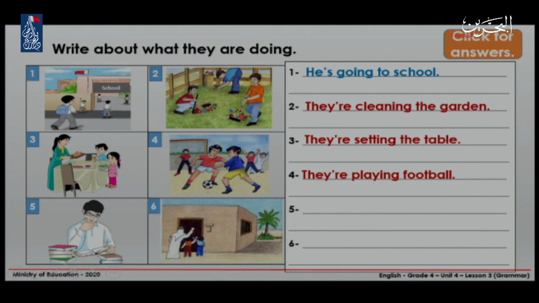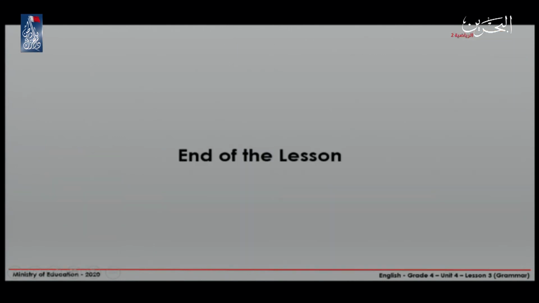What about picture 5? What is he doing? He is reading a book. And finally, picture number 6. What are they doing? They're visiting their uncle. This was the end of our lesson.